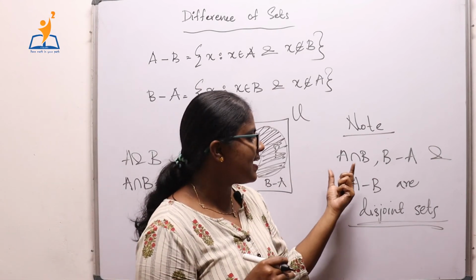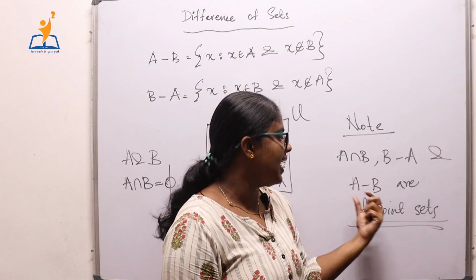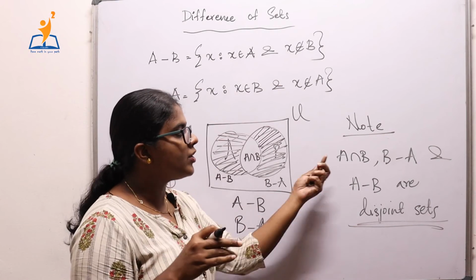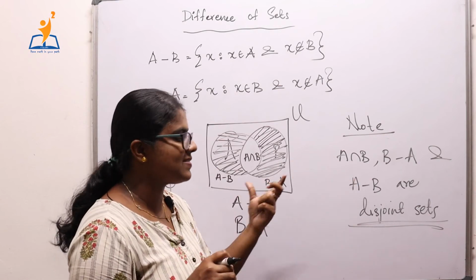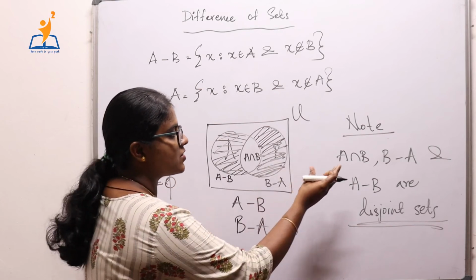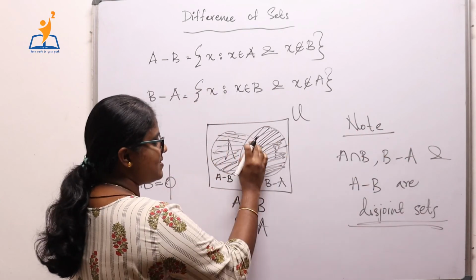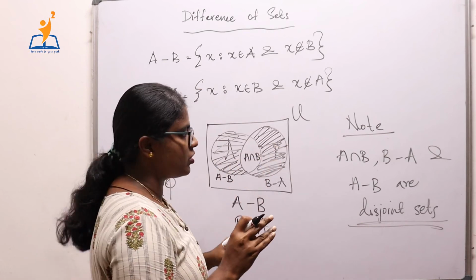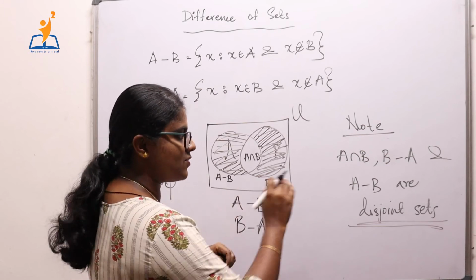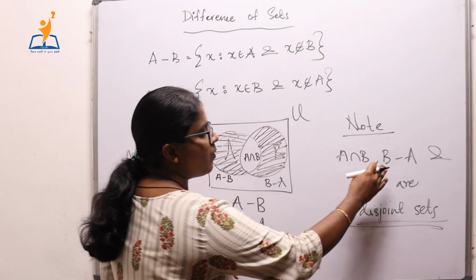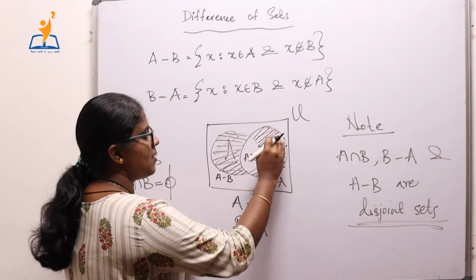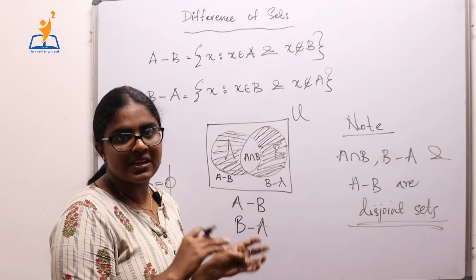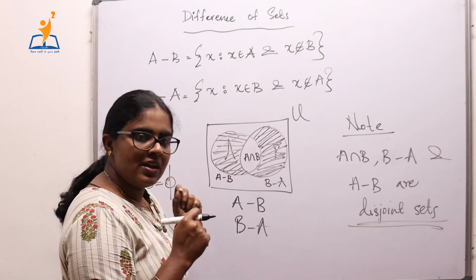Here we can clearly say that A intersection B, B minus A and A minus B are disjoint sets because there are no points common to them. The intersection of A intersection B and B minus A: this is A intersection B, this is B minus A. There is no element common to both of them, so their intersection is an empty set. What about B minus A and A minus B? This is B minus A, this is A minus B. There is no element common to both of them. Therefore their intersection is an empty set. Therefore they are disjoint sets.